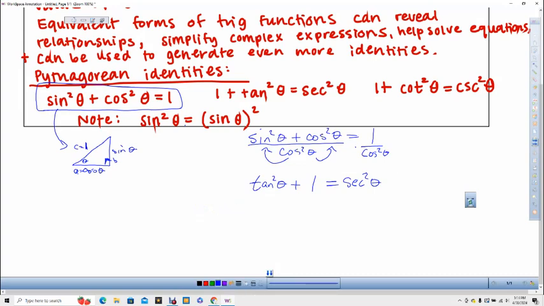So we can do exactly the same thing with this one, and let's shorten things up just a little bit here. We'll start off with the sine squared theta plus cosine squared theta equals 1. And now we're going to divide by sine squared theta.